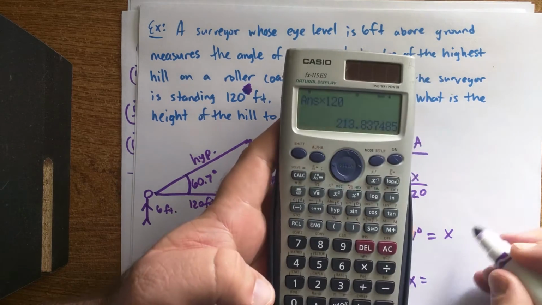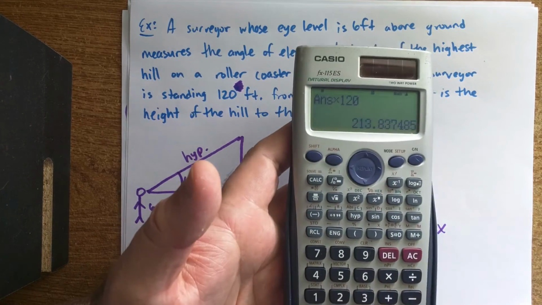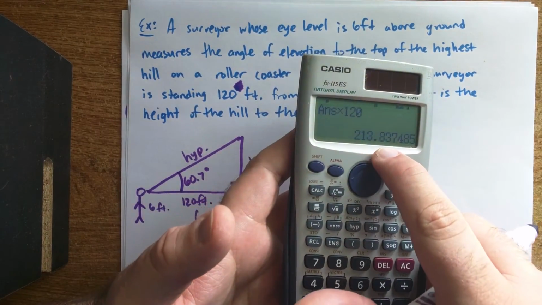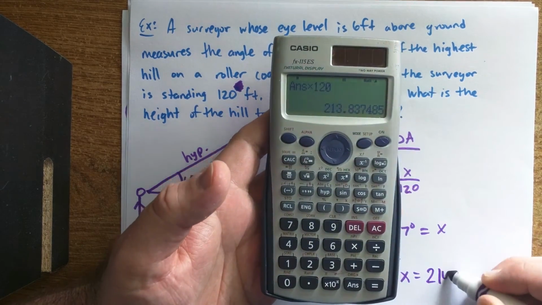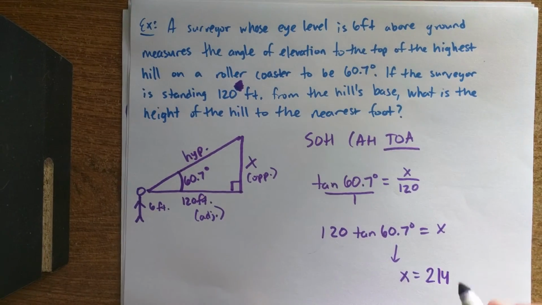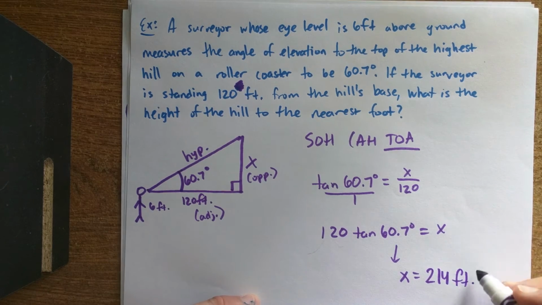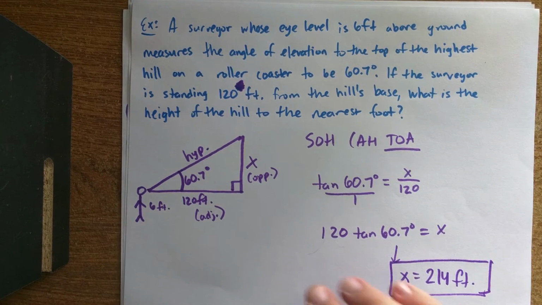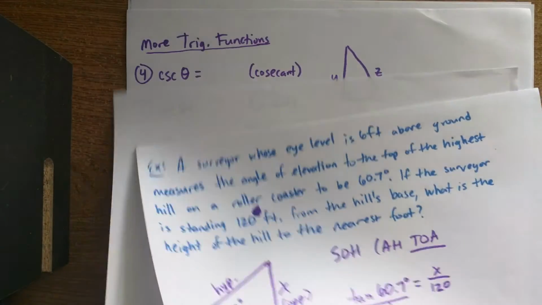To the nearest foot, meaning the nearest whole number, that 0.8 would round this up to 214. So 214 is our answer, and to the nearest foot makes the unit feet. All right, I just have one more to show you.